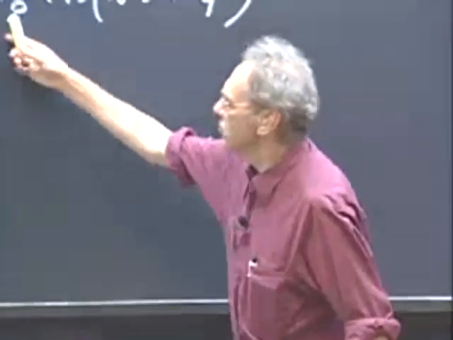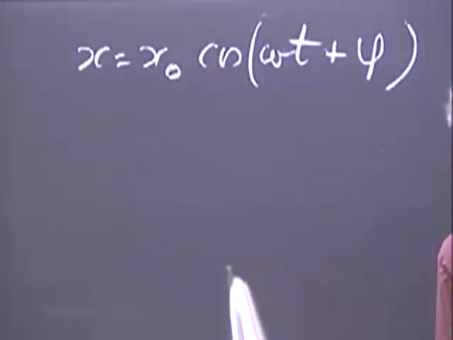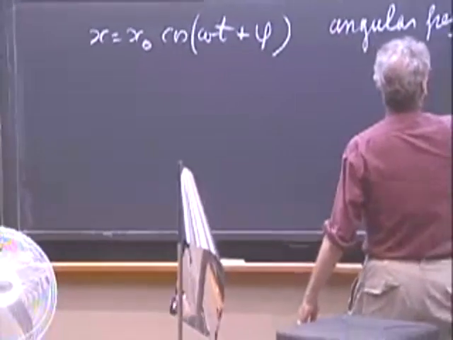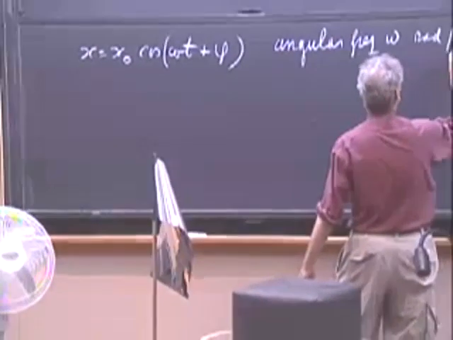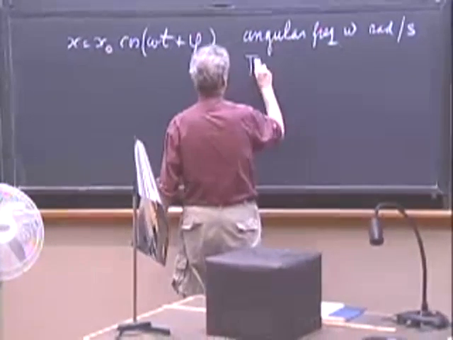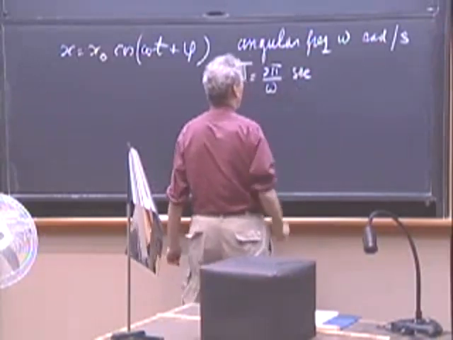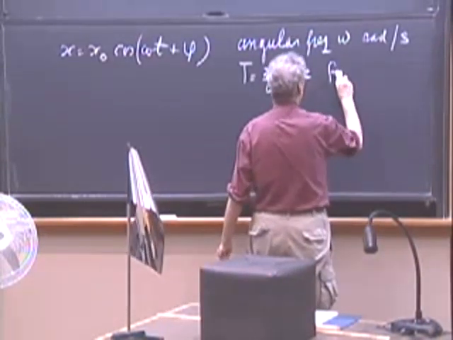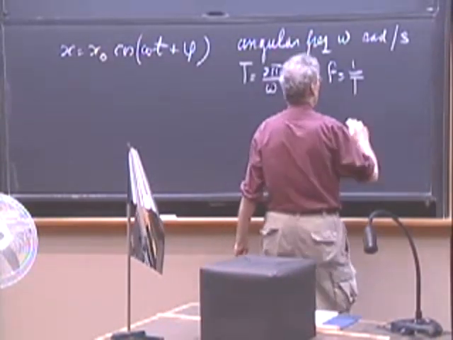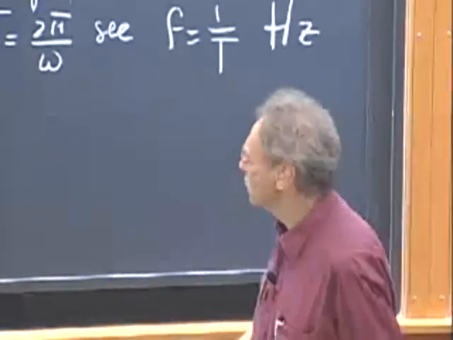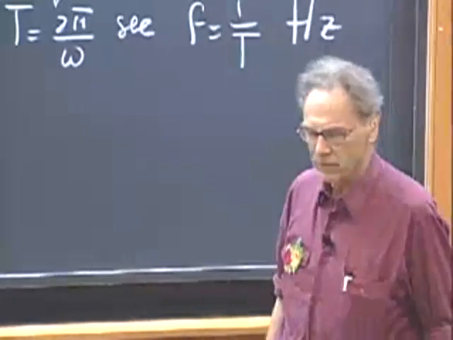x0 is the amplitude. It's the largest displacement from equilibrium. Omega is the angular frequency, which we express in terms of radians per second. The period T, 2 pi divided by omega, is then expressed in terms of seconds. And the frequency f, which is 1 over T, is what we call hertz, number of cycles per second. Do not confuse omega with f. There's a factor of 2 pi difference.